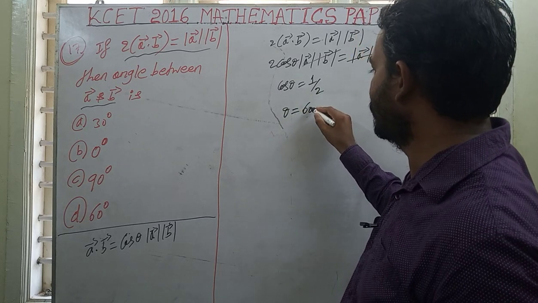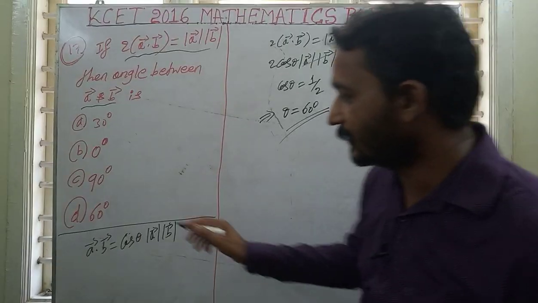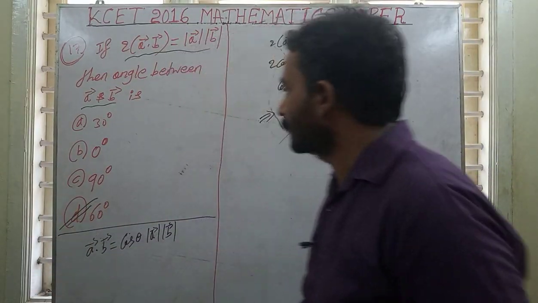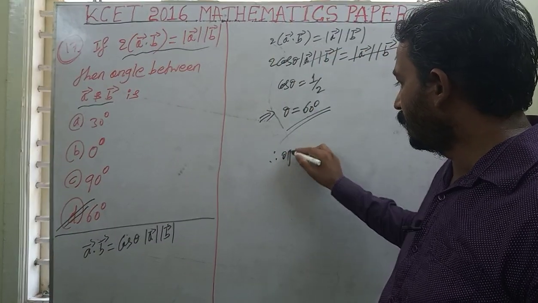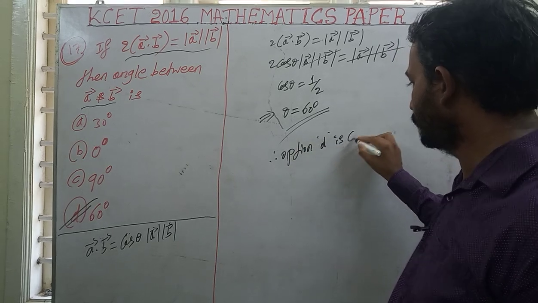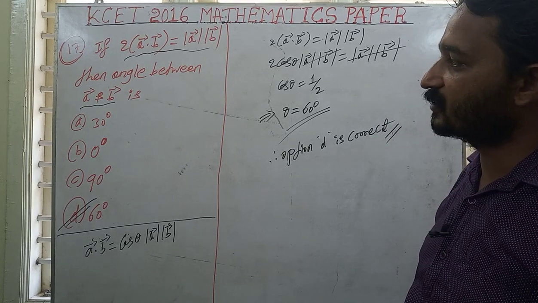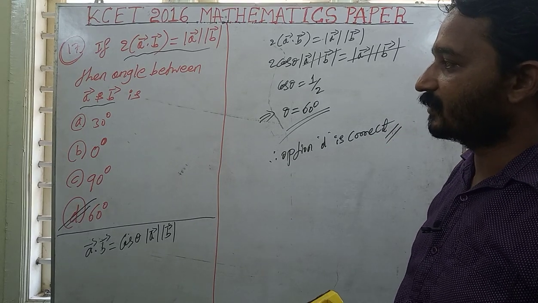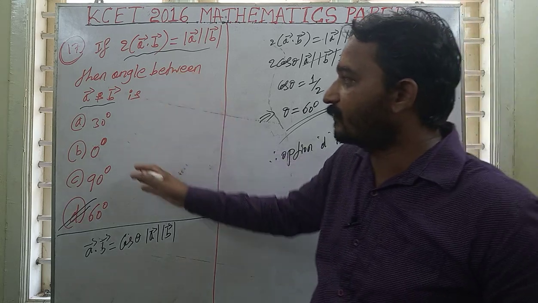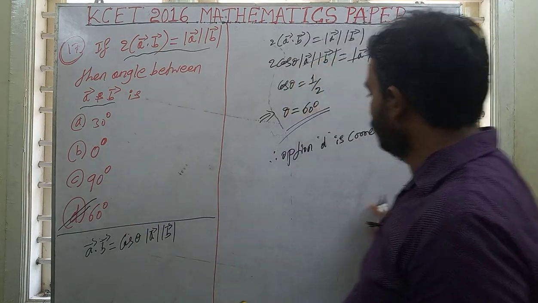So this implies 60 degree or pi by 3 radian. Okay, good answer, theta is equal to 60 degree. Therefore option D is correct. So this is an easy question. All the students attend this question easily because they have already solved this type of question in the NCERT textbook. Okay, so take down.